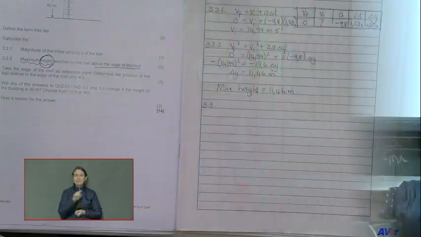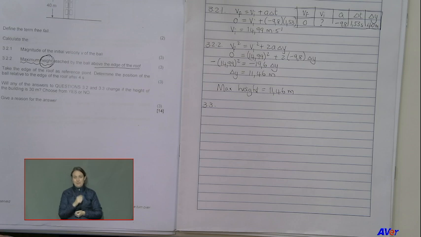Okay, then 3.3, now they ask, take the edge of the roof as your reference point. Boys and girls, there's different reference points. It can be the ground. Then it means I'm standing on the ground, you're standing on the roof, and I'm looking what you are doing up there. That's my reference point. Yours is you're standing on the roof, and I'm down there, and you throw the ball to me down there. So that is your reference point. It's just your starting point of the calculation. Take the edge of the roof as reference point. Determine the position of the ball relative to the edge of the roof after 4 seconds.